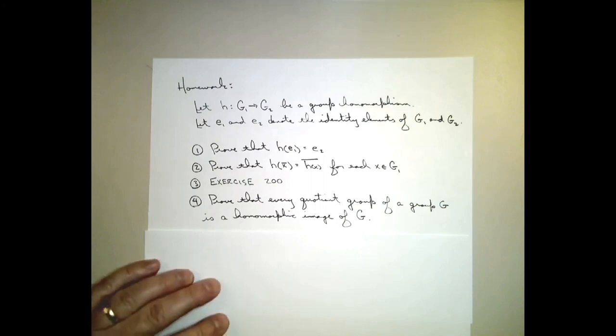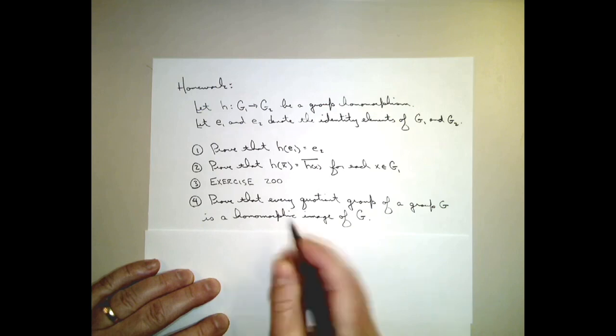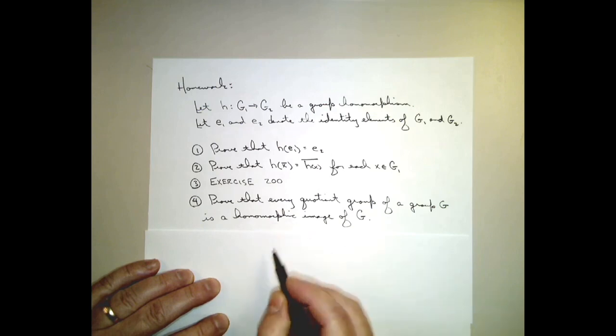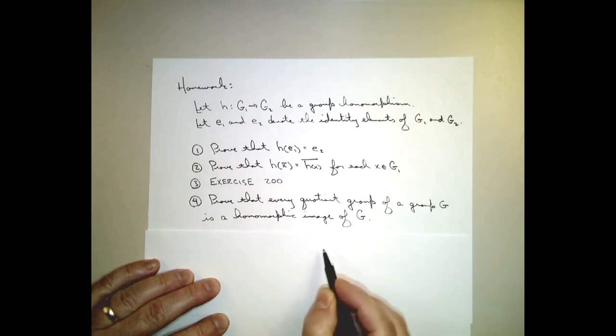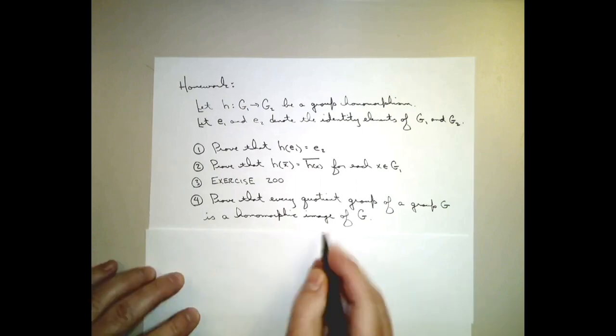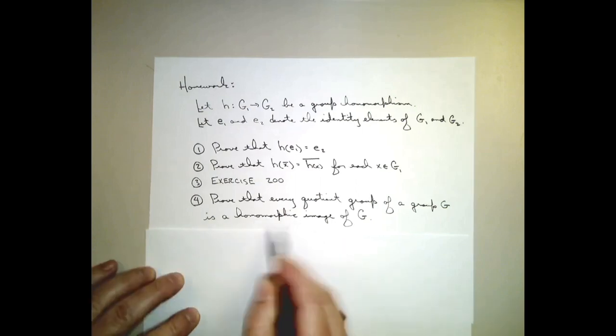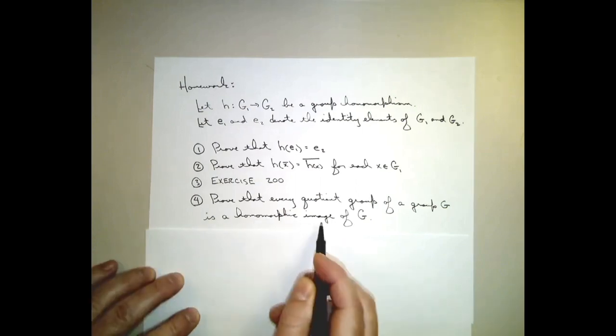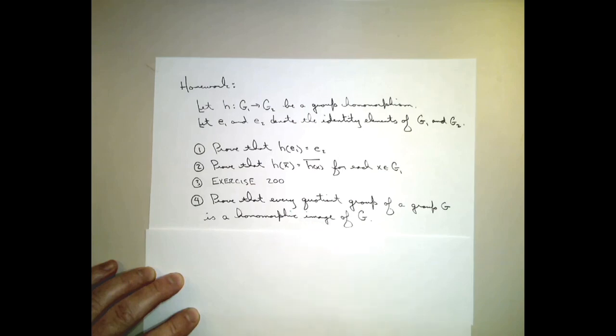Use the function that we just defined a moment ago, the function that took G to a quotient group G mod H by sending X to the coset that contains X, and prove that that turns out to be a surjective homomorphism. That's what homomorphic image means. It means there's a homomorphism between them, and the image part means that the function is surjective.